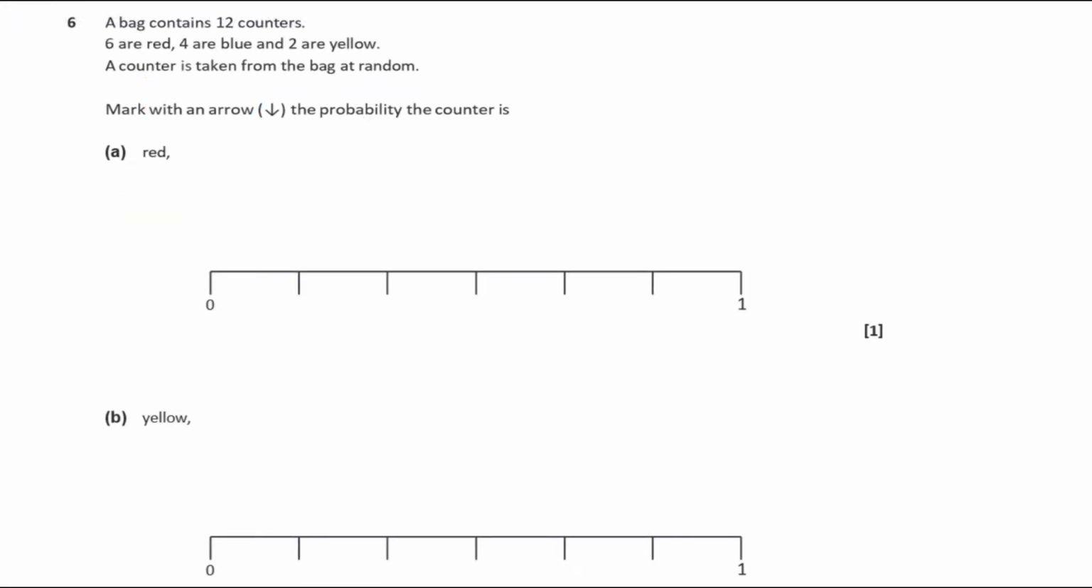Question 6. A bag contains 12 counters. 6 are red, 4 are blue, and 2 are yellow. A counter is taken from the bag at random. Mark with an arrow the probability that the counter is red.